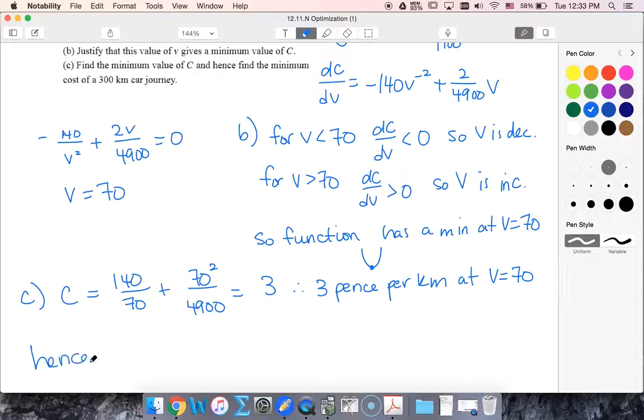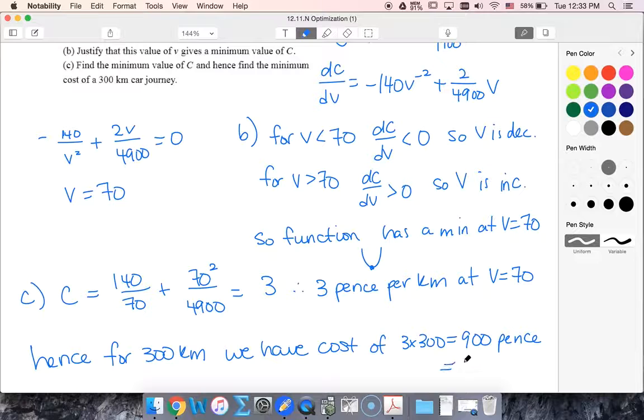Hence, if we go 300 kilometers at this speed, we have a cost of 3 times 300, which is 900 pence. And that's the same as 9 pounds. You don't need to know those currency conversions, but there you go.